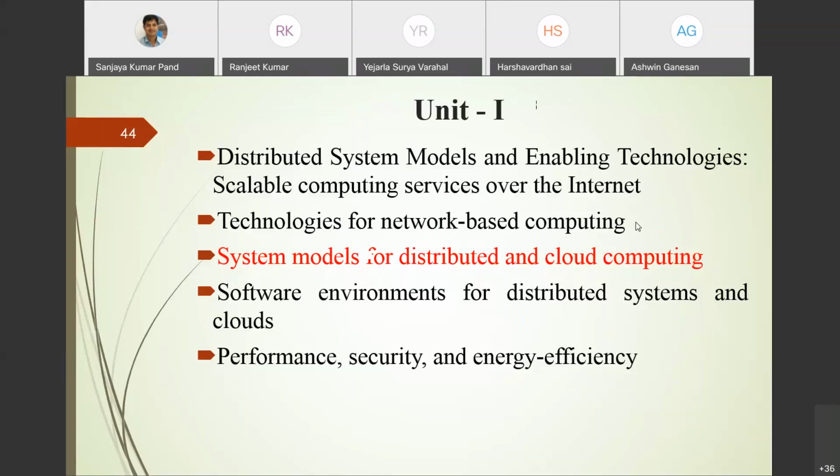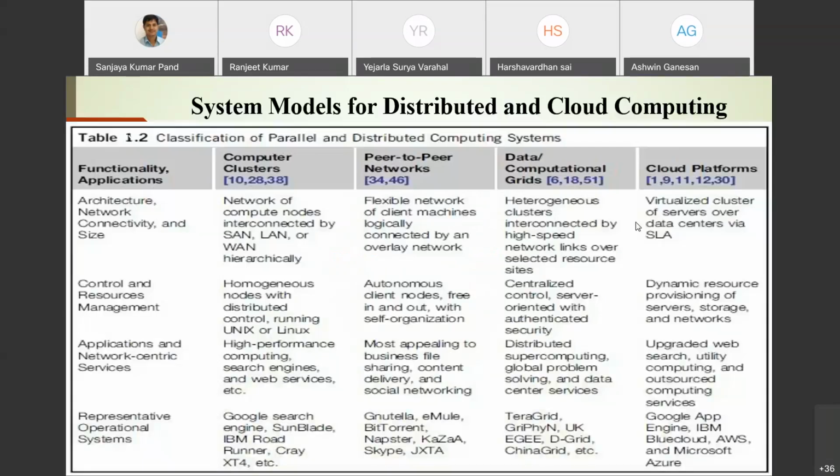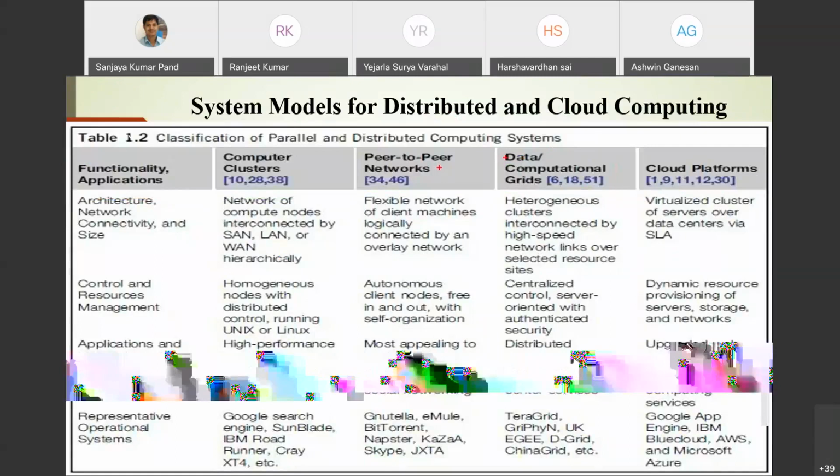Parallel distributed computing systems are divided into four parts, right? The first is called your computer cluster. The second one is the peer-to-peer network, or P2P network. The third is called your data computational grid platform.